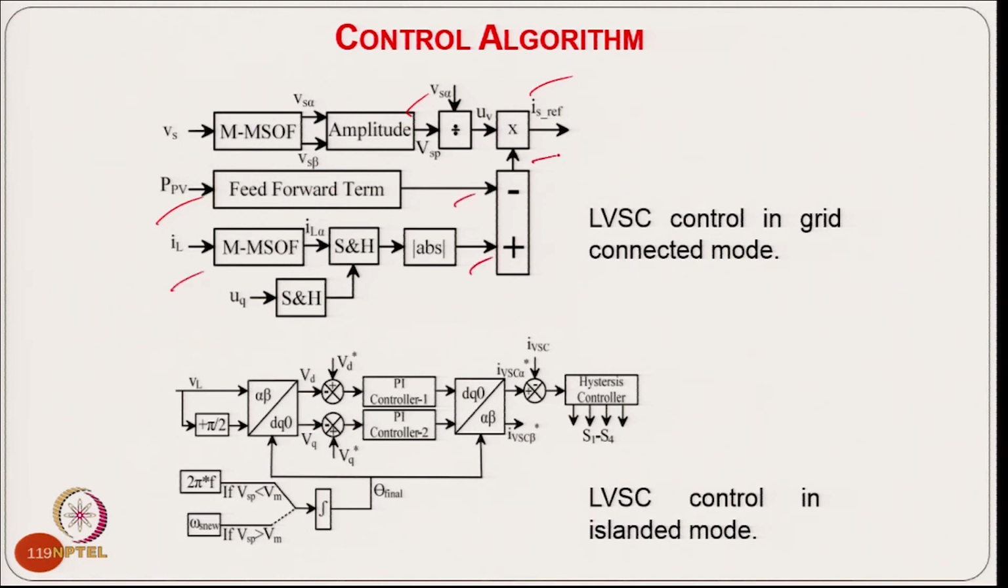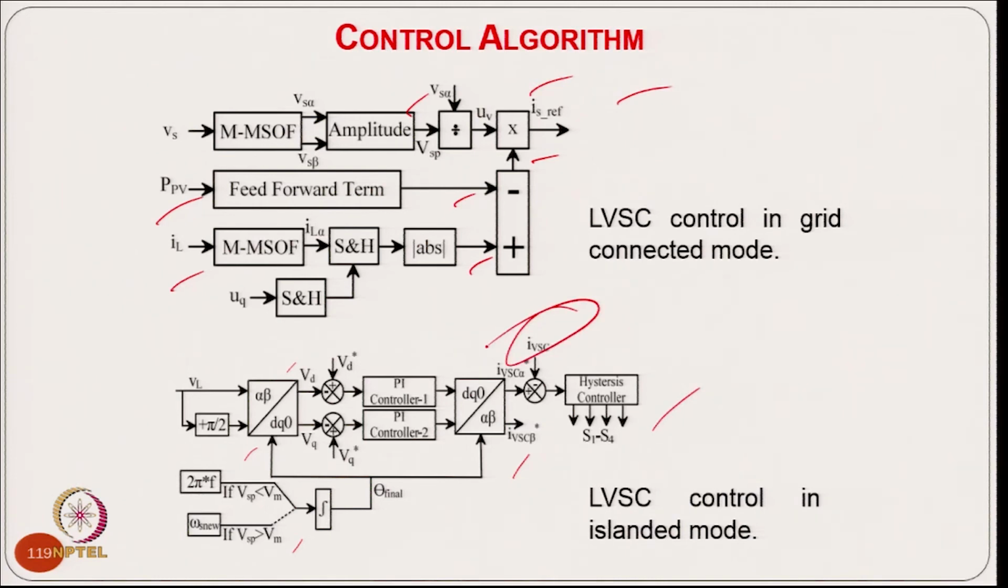So, from this we are able to get the reference grid current, and we have a current controller. This is how it works in islanding mode. You have voltage and frequency, and a voltage control mode that generates the reference voltage. The feedback voltage of the inverter becomes the reference, and you get the gating signal corresponding to the sensed inverter current.